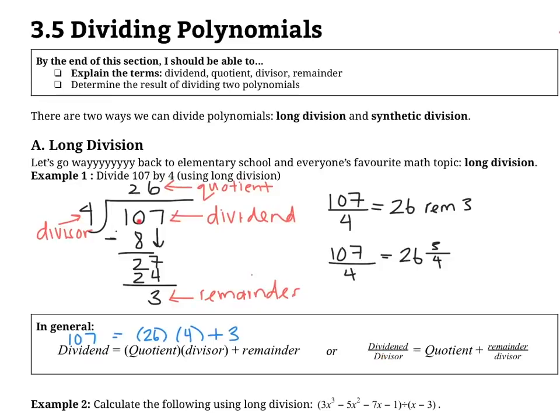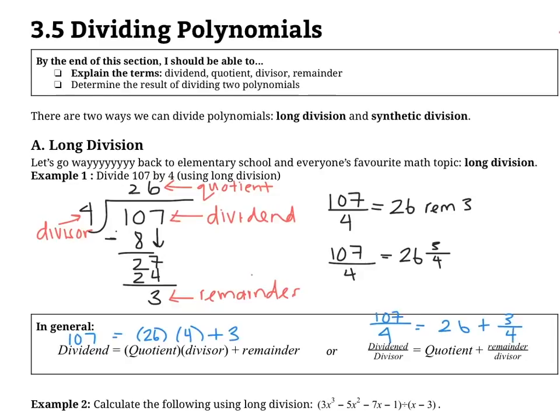So in this case, 107 divided by 4 is going to equal the quotient, 26, that's our answer, plus the remainder over the divisor, which is what we have represented right here. So just to summarize, our dividend was 107, and dividing it by 4, that was the question, is going to equal 26 with a remainder of 3, which works out to 3 over the divisor, which is 4.